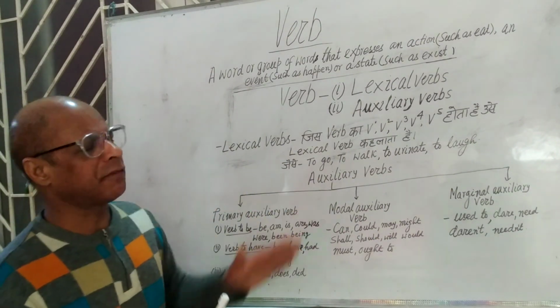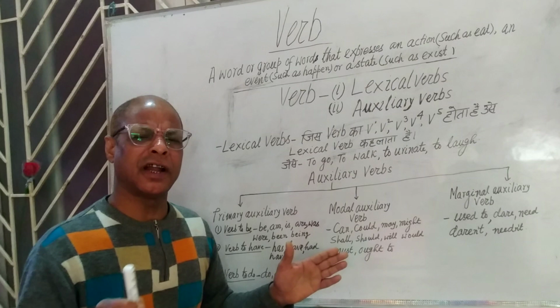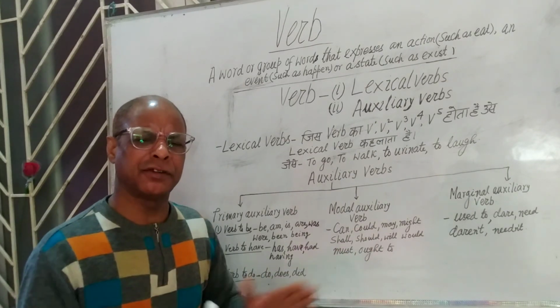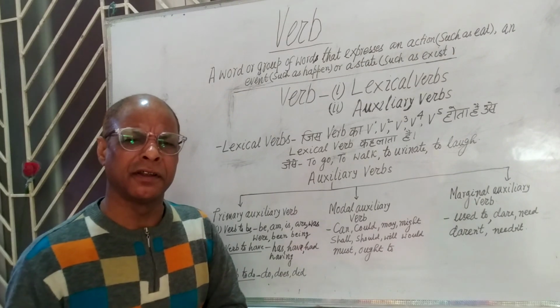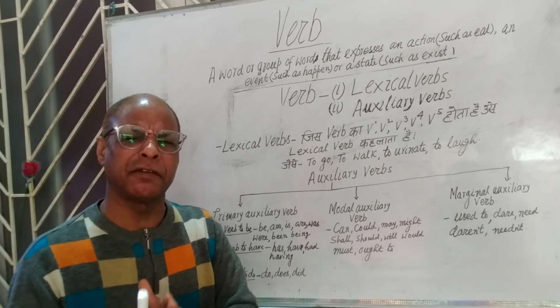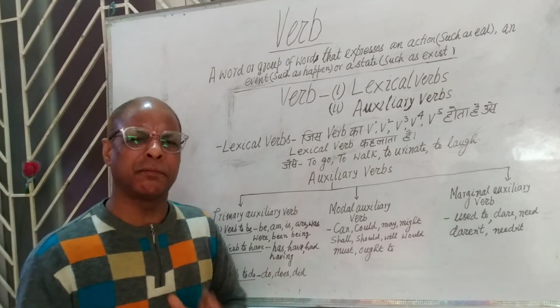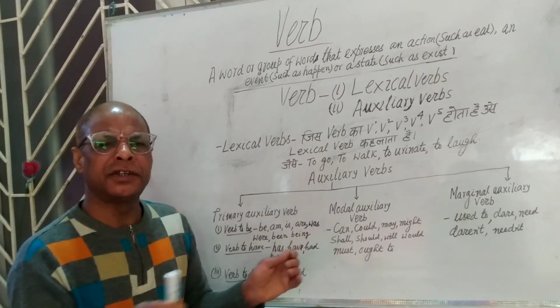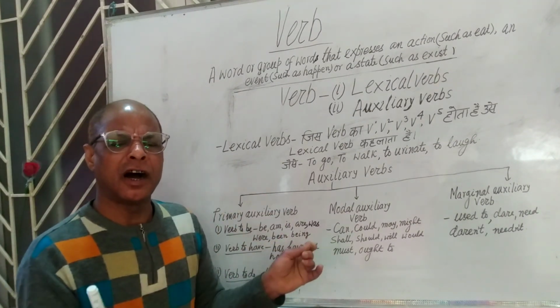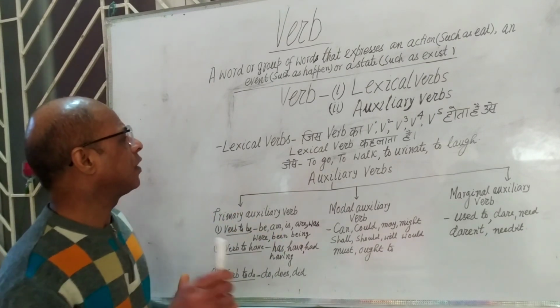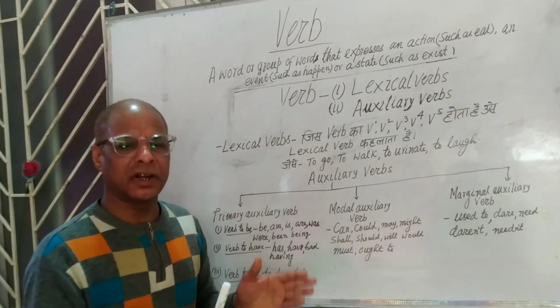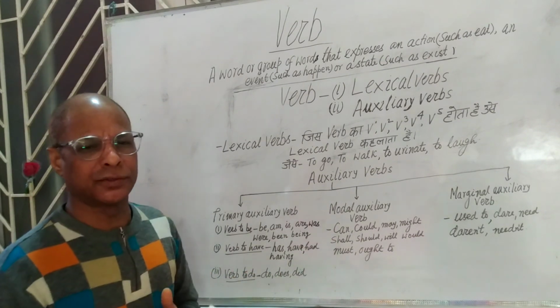I laugh. I'm laughing. I have laughed. I have been laughing since morning. I laughed. I was laughing. I had laughed before my father came. I shall laugh. I shall be laughing. I shall have laughed. I shall have been laughing from Monday. So you can transform these verbs into different forms in a sentence. I believe the idea of the lexical verb is clear to the reader.